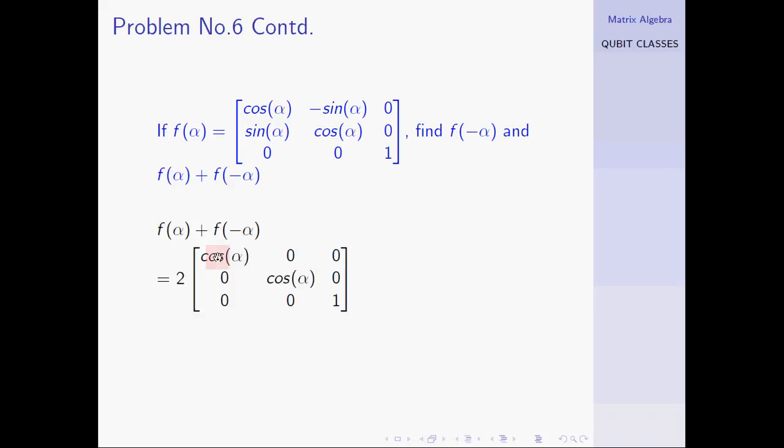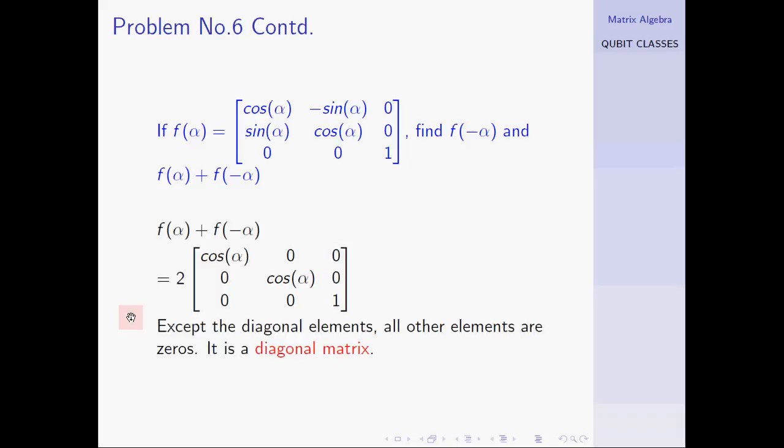So I have taken this 2 common from all these elements. We had 2 cos alpha, 2 cos alpha and 2, and all the other elements were 0. So you can take this 2 common from all these elements, which is a scalar. Now notice that you have all elements zeros except the diagonal elements. Hence, it is a diagonal matrix.